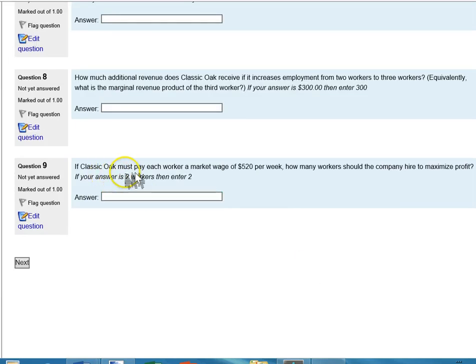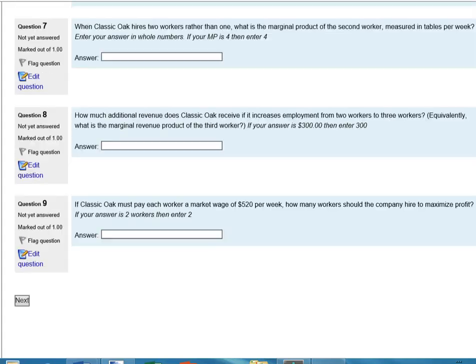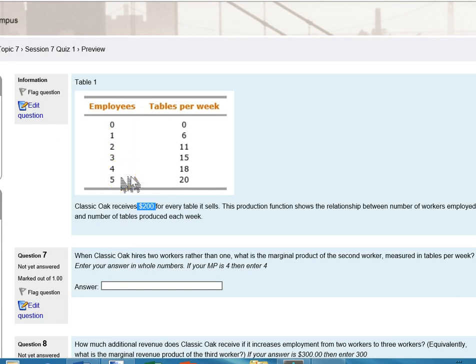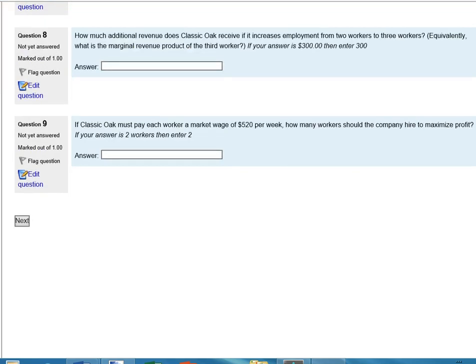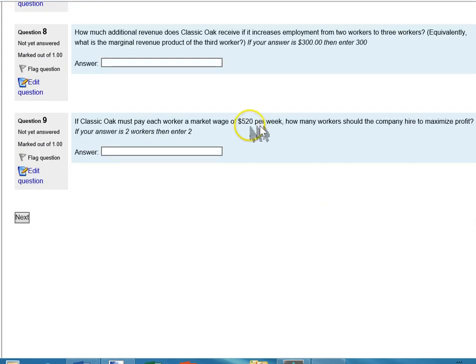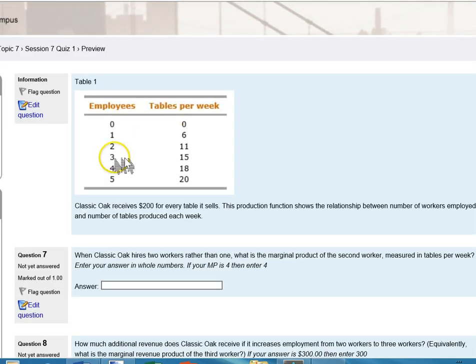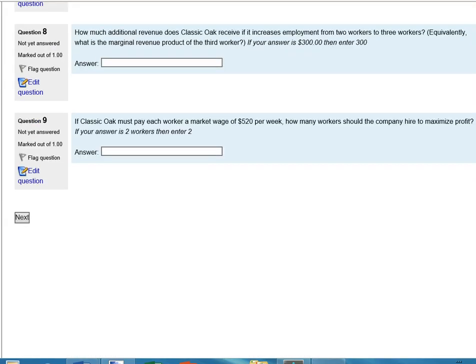Question number 9, if Classic Oak must pay each worker a market wage of $520 per week, how many workers should the company hire to maximize profits? So think about this as the number of employees. If you pay them $520 per week, that's how much the company is spending in terms of wages. So if you hire 3 workers, 3 times 520, that's total expenditure on wages. The question is, how much revenue is being generated?